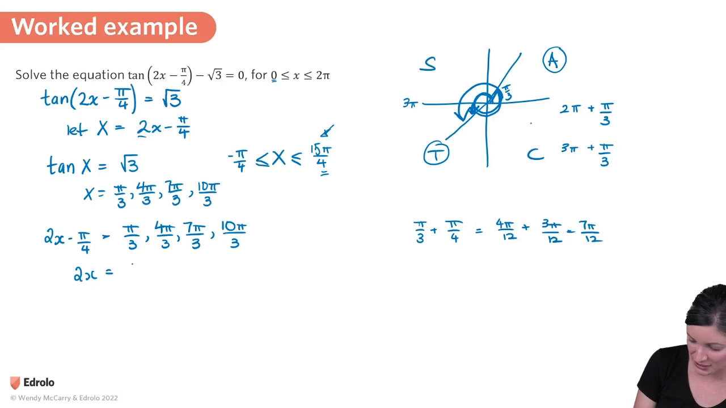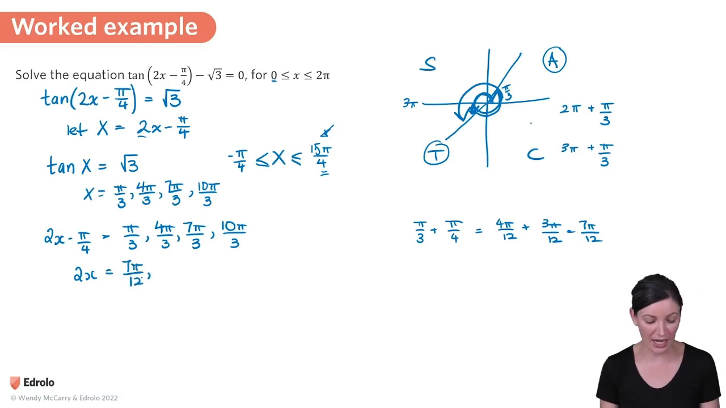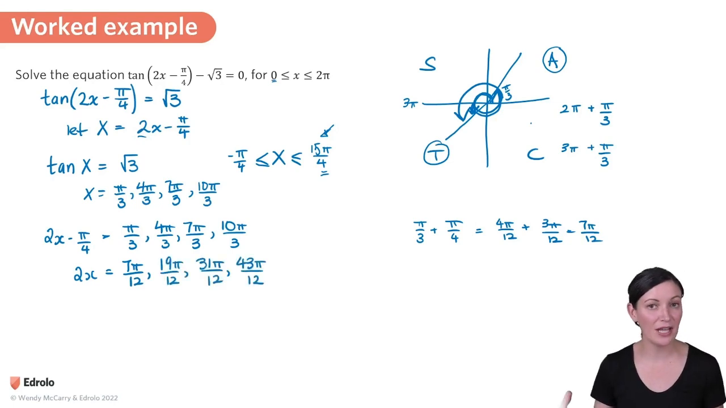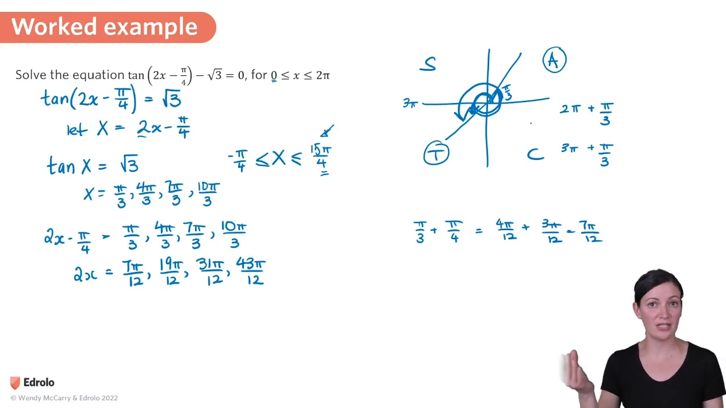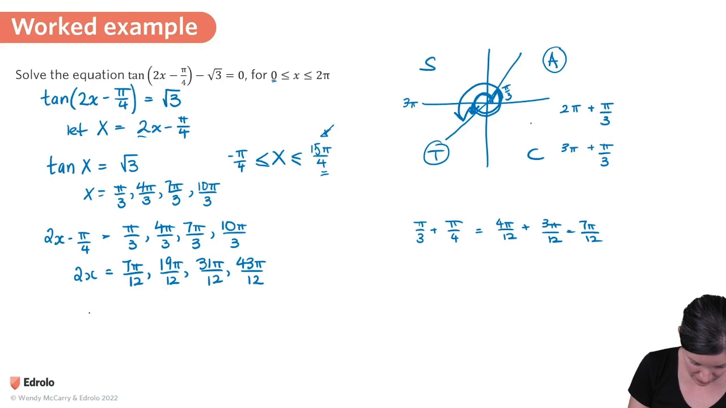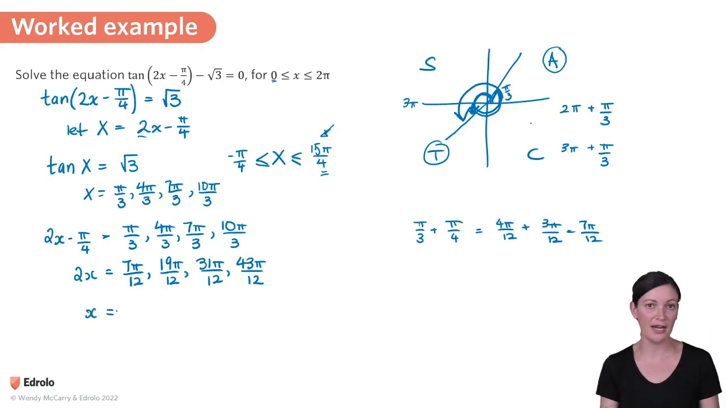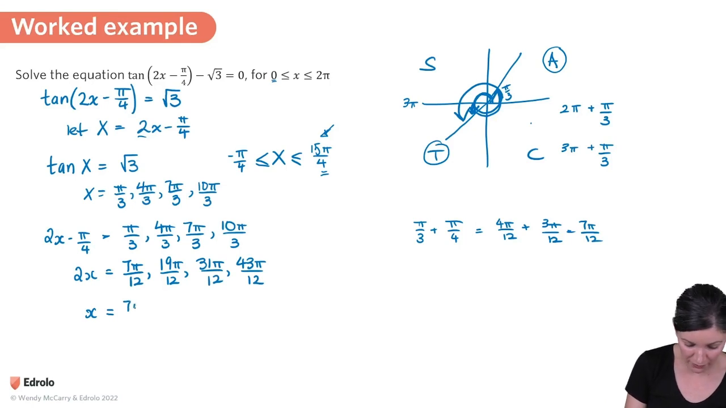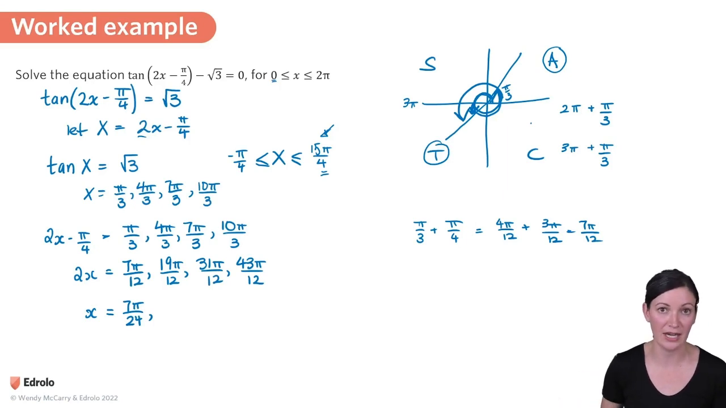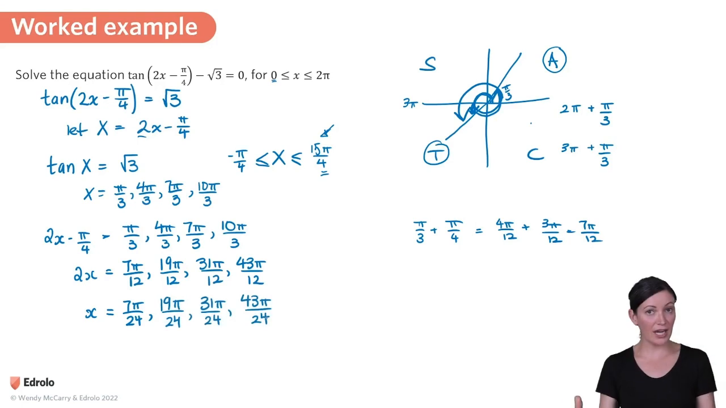Okay, so my first solution there is 7 pi on 12, and I'll just go ahead and fill in the other 3. Okay, we're nearly there. The last thing we have to do is divide each of these answers by 2 to get x by itself. So for the first one here, 7 pi on 12 divided by 2 is going to be 7 pi on 24. Okay, we just need to double our denominator to show the dividing by 2. And again, I'll go ahead and fill in the remaining 3 answers. Okay, and there we have it.